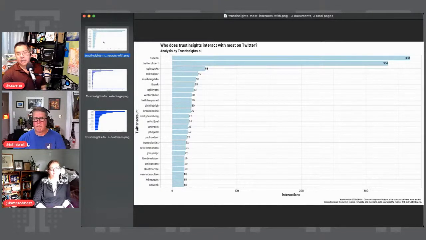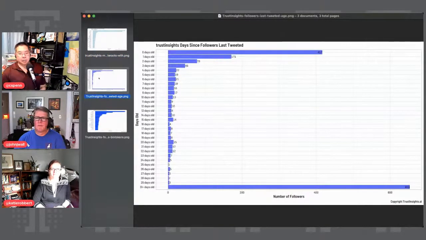Exactly. And number 3 is when we look at the followers, the people who follow the Trust Insights account, here's the last time that they tweeted. So 417 of them tweeted today, right? So they published something on Twitter today. 171 published something at least a day ago. 78 published something at least 2 days ago. And then you go all the way down to the bottom, and there's 653 accounts that follow us that have not published anything on Twitter in at least a month. So that's sort of, at the very least, lurkers, right? But they might also just not be active accounts.